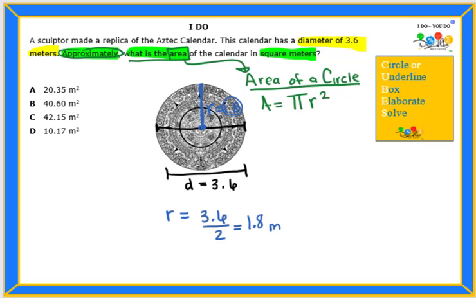So now that we know the radius, we can substitute in our area formula the symbols and the variables. So let's go ahead and do that. So pi is 3.14. Our radius, we figured out, is 1.8, and we will be squaring the radius. So we will do the exponent first. So 1.8 to the power of 2 is 3.24.